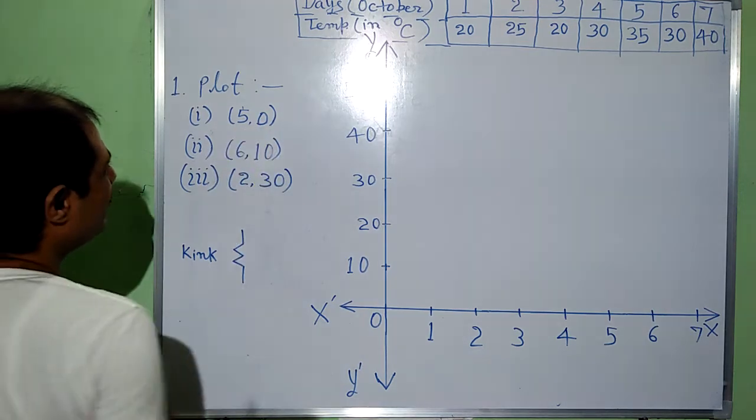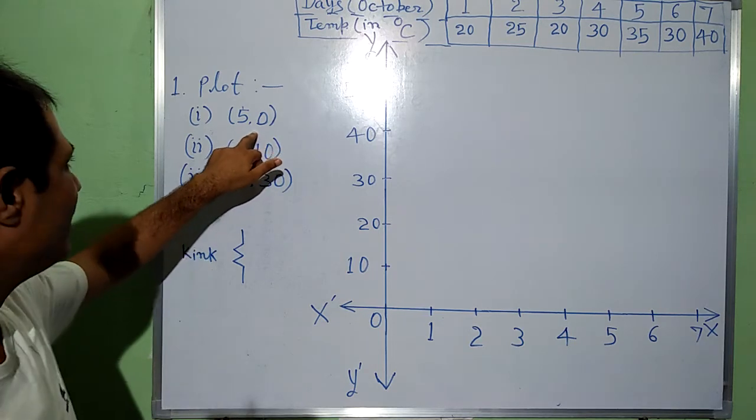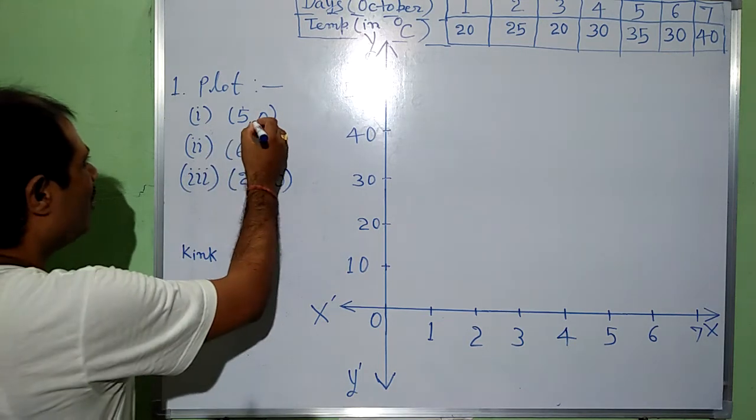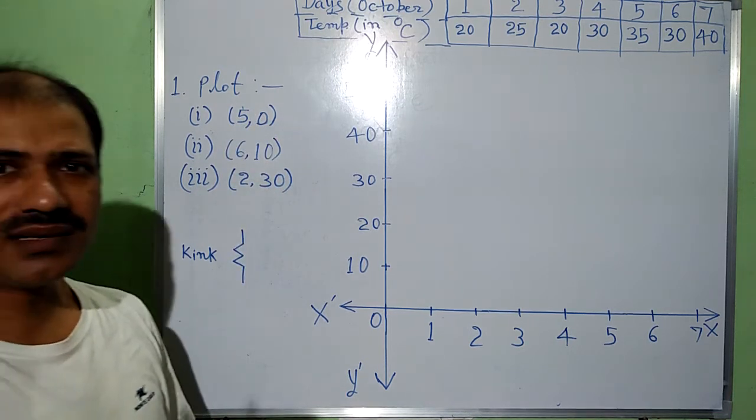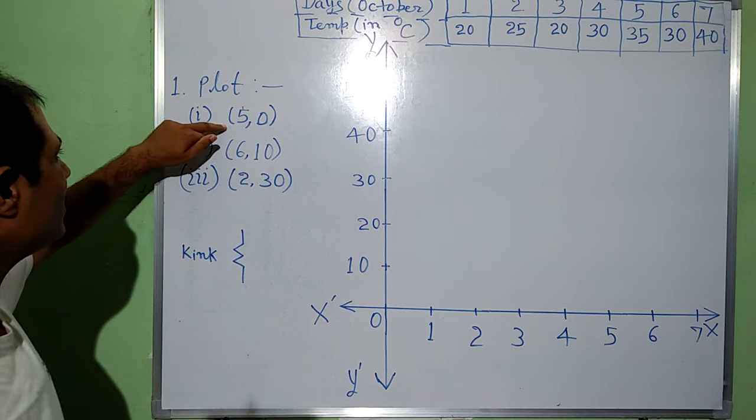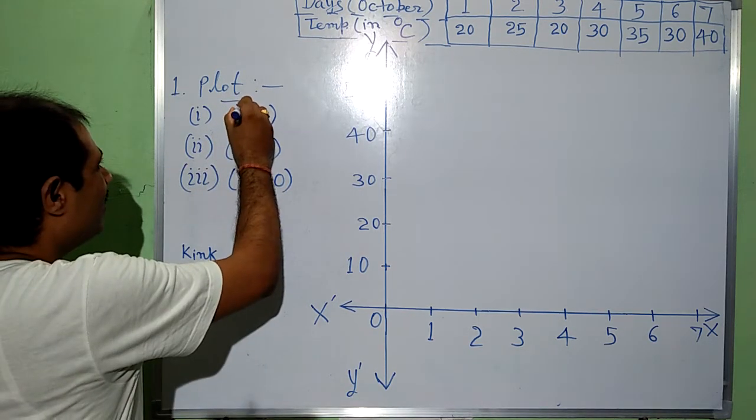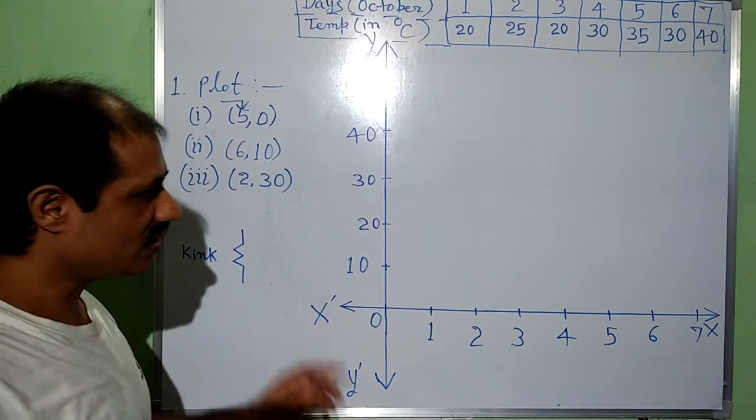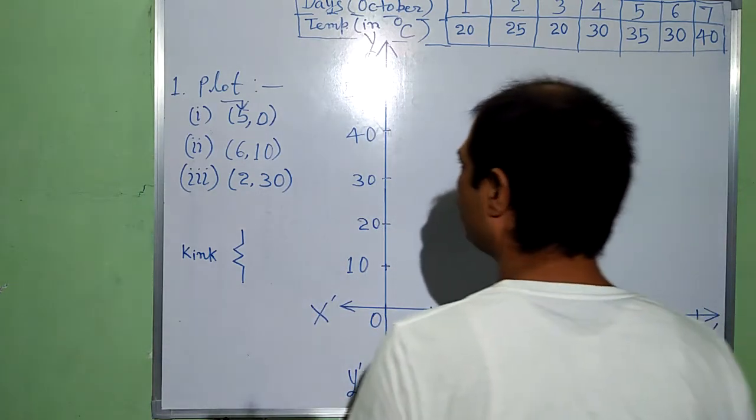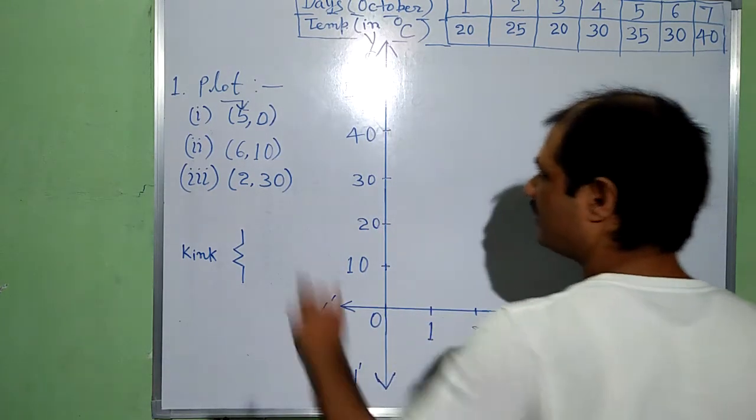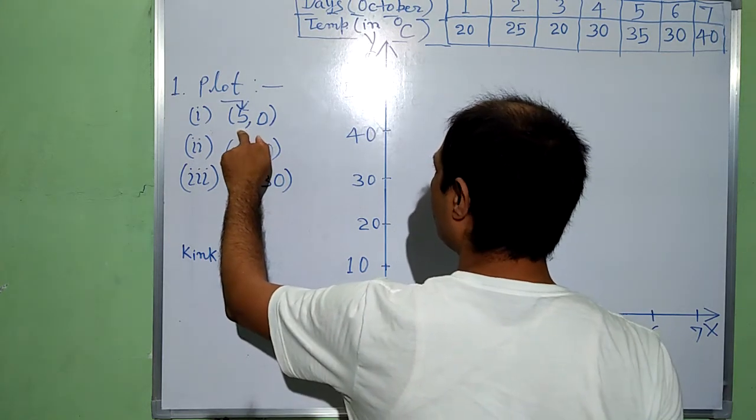Here (5, 0) is inside parentheses and the numbers are separated by a comma. This is called an ordered pair. Its first element is 5, which is the distance along the x-axis. We have to take a distance of 5 units alongside the x-axis.